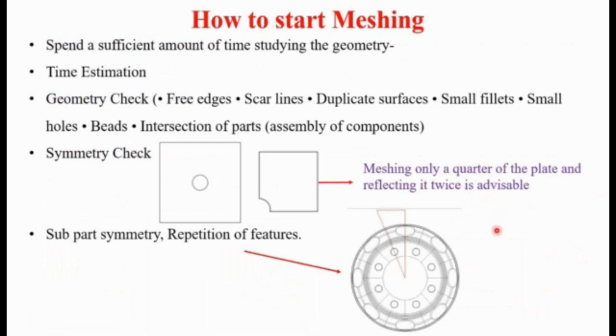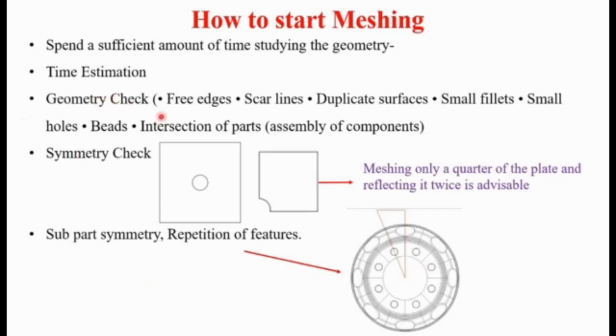Then, how to start meshing, or some basic rules while meshing these objects. First of all, we have to spend a sufficient amount of time studying the geometry. In these real life, complex engineering problems, we must spend some time to study the geometry, the shape of the component, or other geometrical entities present in the geometry, that we have to check.